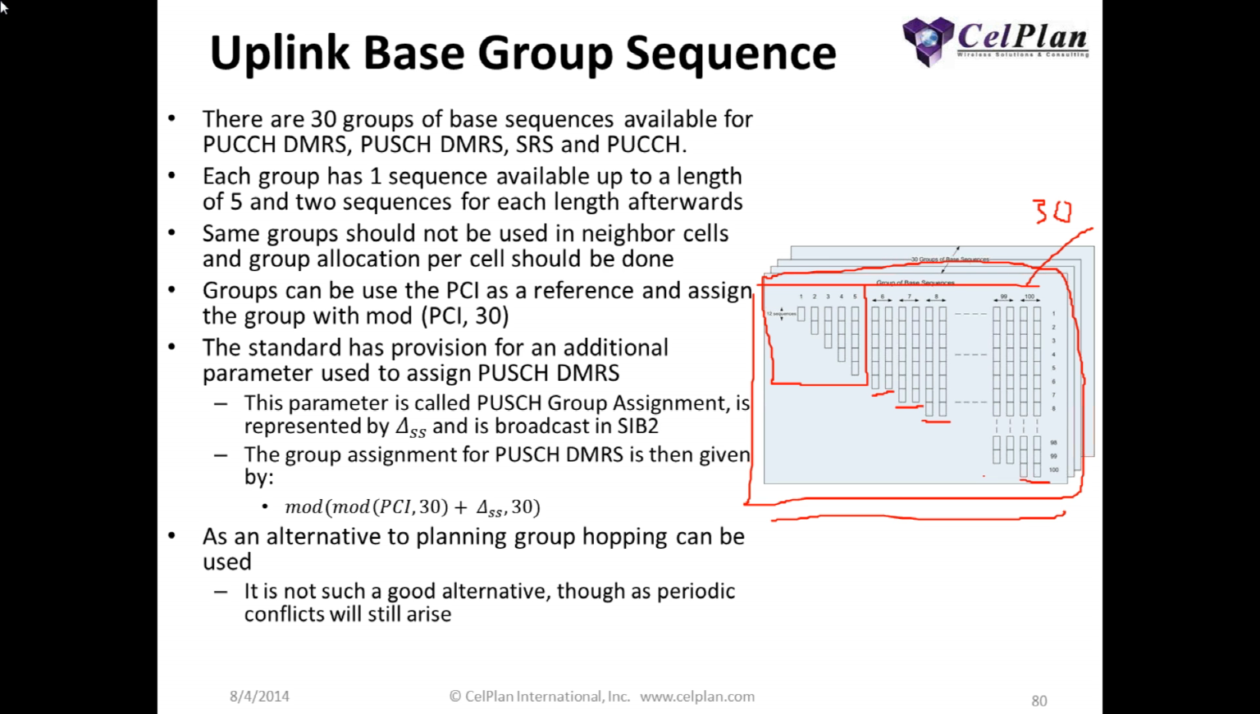And the way we do this is that we design those sequences according to the PCI. So those sequences, those groups, are allocated using PCI mod 30. So we avoid allocating the same sequence close to each other.